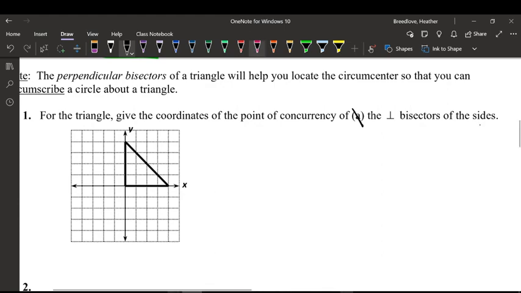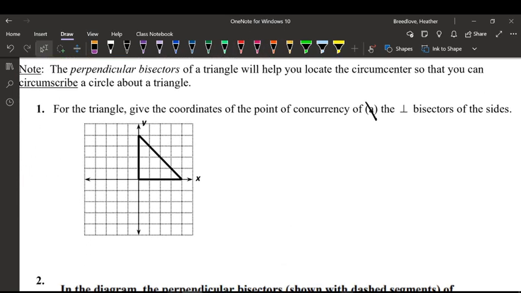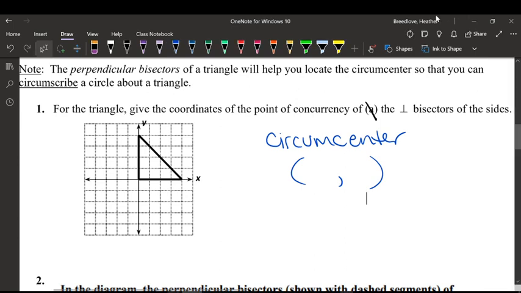The circumcenter. Yeah, what we just went over. The point of concurrency of the perpendicular bisectors is called the circumcenter, and it's going to be an XY coordinate. So to find it, the shape's already drawn here, so we need to bisect each side. Here I'm looking at the left side, the vertical part. I see it's 4 units long.